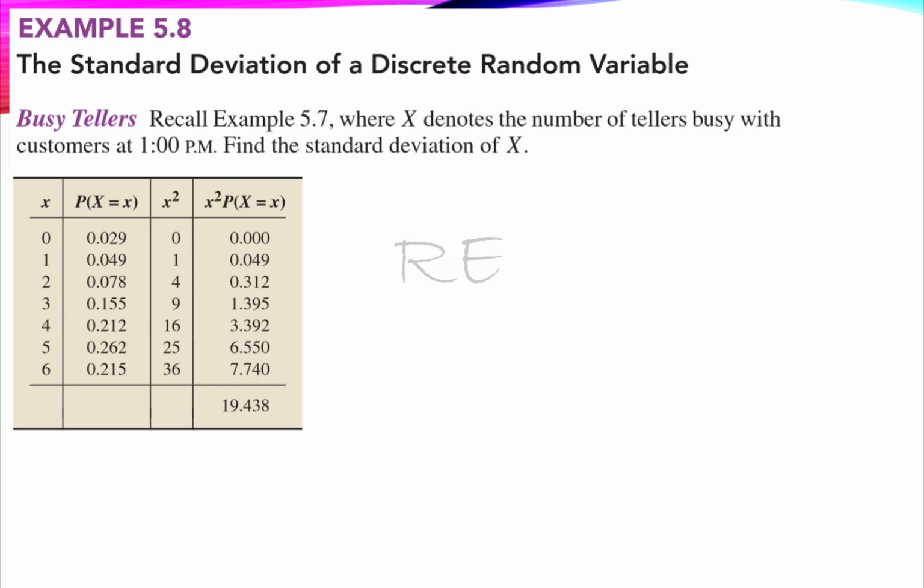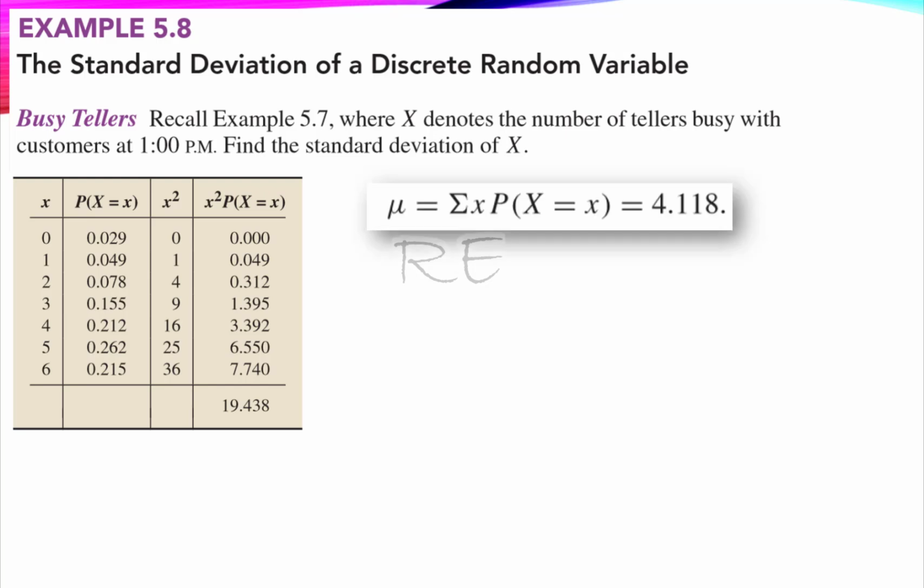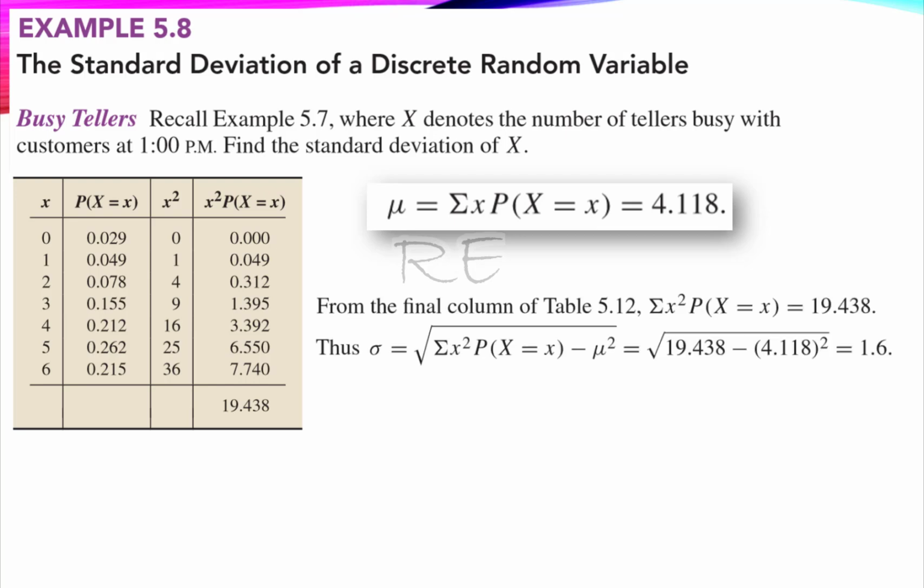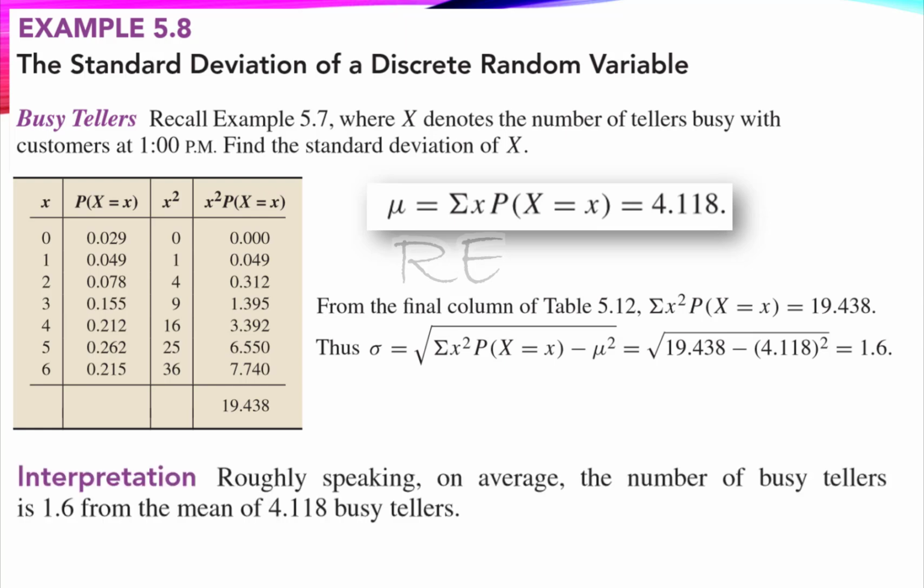The example of your book is given using the computing formula, which is easier to calculate, and all three columns were already calculated. So remember that for the mean, we found 4.118. For the standard deviation using the computing formula, s is equal to the square root of 19.438 minus 4.118 squared, which is 1.6.